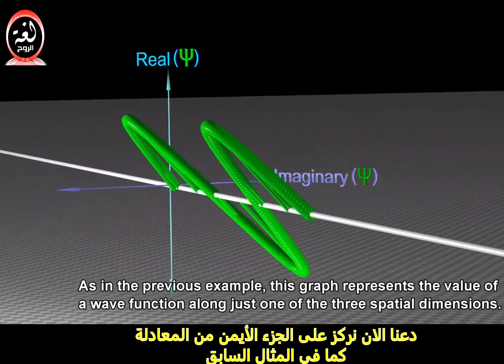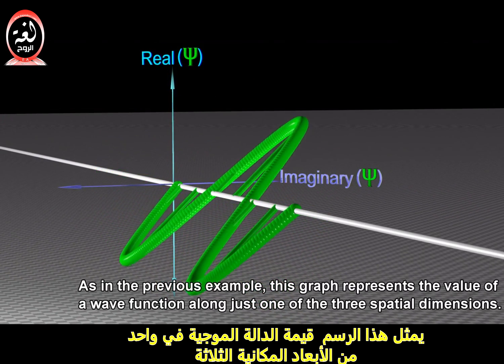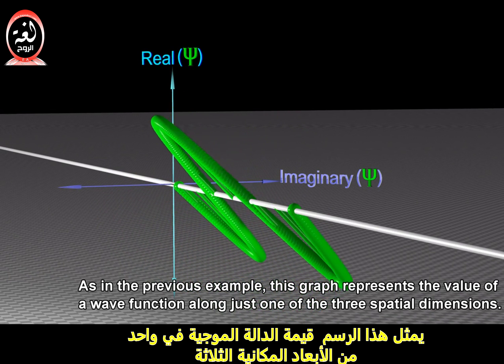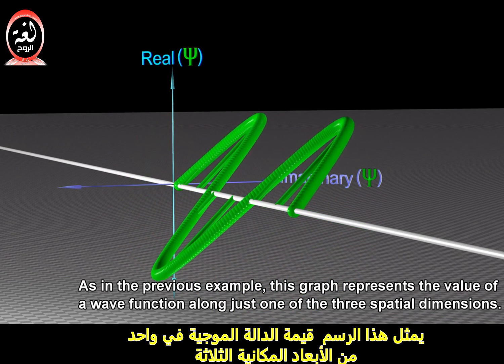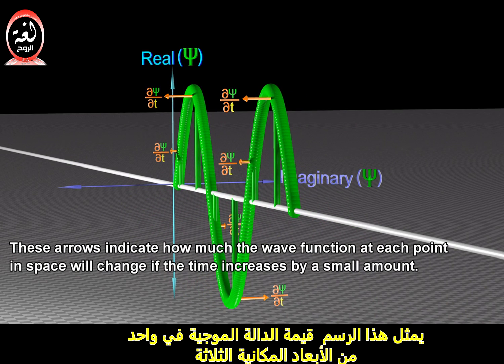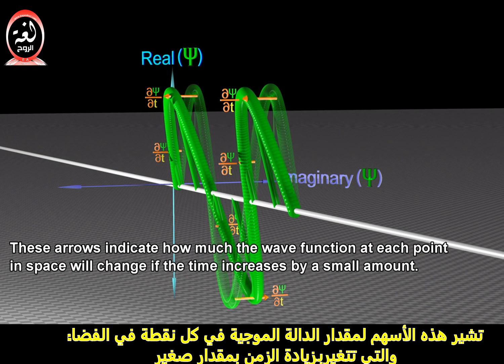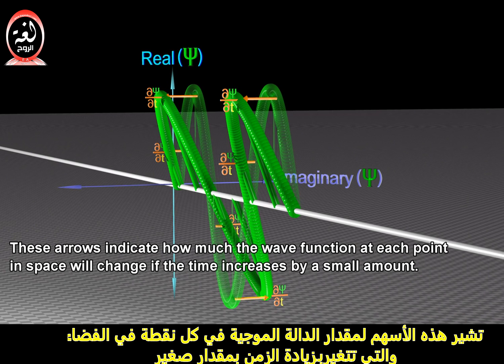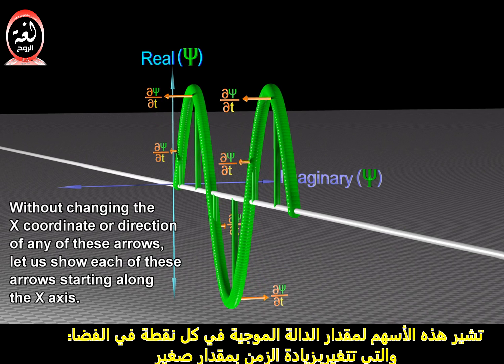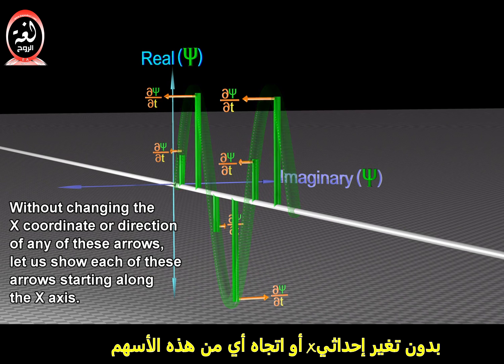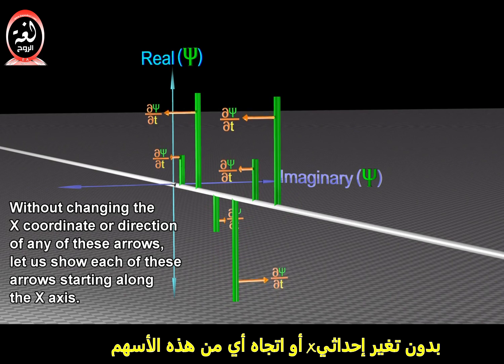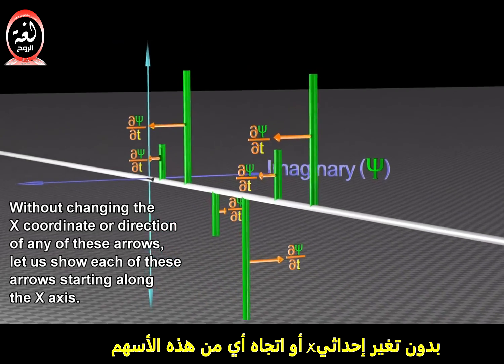As in the previous example, this graph represents the value of a wave function along just one of the 3 spatial dimensions. These arrows indicate how much the wave function at each point in space will change if the time increases by a small amount. Without changing the x-coordinate or direction of any of these arrows, let's show each of these arrows starting along the x-axis.